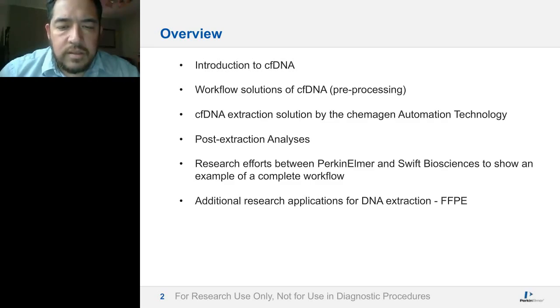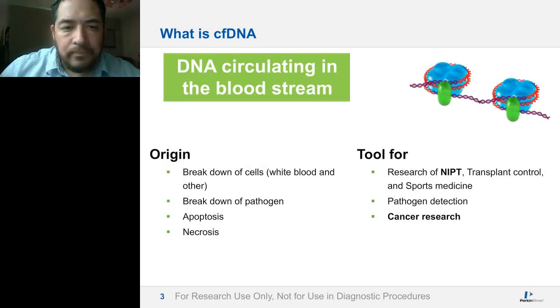The reason for the tie-in between circulating cell-free DNA as well as paraffin-embedded tissue is that both are very difficult to isolate nucleic acids from. Quality is lower, as well as yield, so there are certain challenges to isolating this. So I will start by presenting the circulating cell-free DNA background.